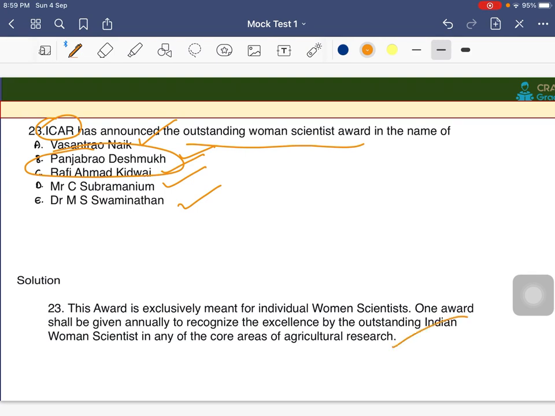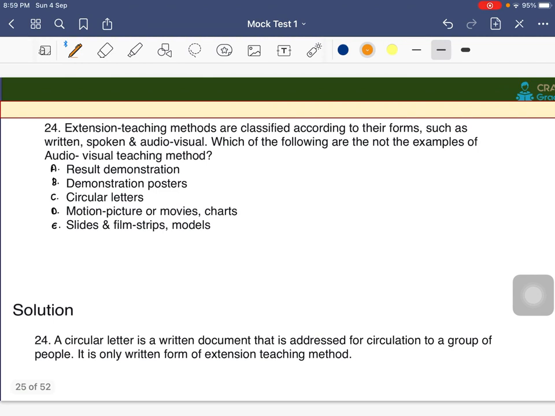Next, extension teaching methods are classified according to their forms, for example, written form, spoken form, or audio-visual form. Which of the following is not an example of audio-visual teaching methods? Is it result demonstration, demonstration posters, circular letters, motion pictures or movies, charts and slides, or filmstrip models? Okay, the answer is circular letters, which is a reading form, right?